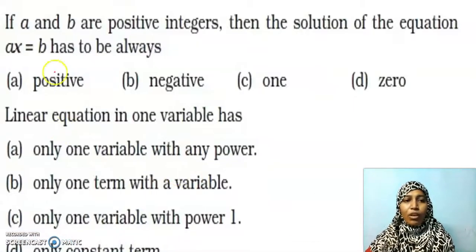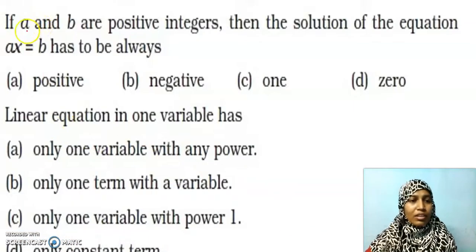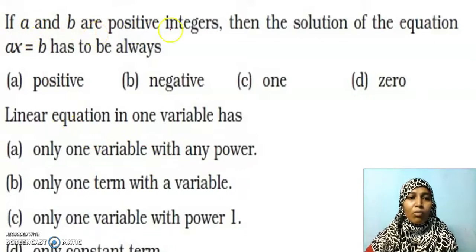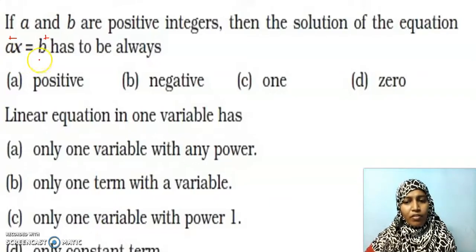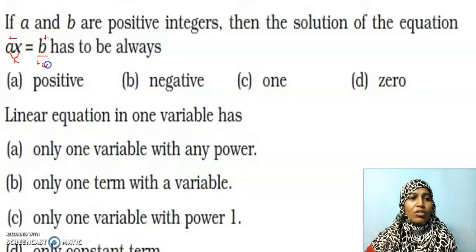Now, here are a few 1 marks that I felt like discussing with you. If a and b are positive integers, then the solution of the equation ax = b has to be always... See, this is also positive. This is also positive. So when this gets transposed to this side, again it will be in positive or negative? It will be positive because here the relationship is multiplication. It just gets transposed to the division only, plus a only. So the answer is positive.